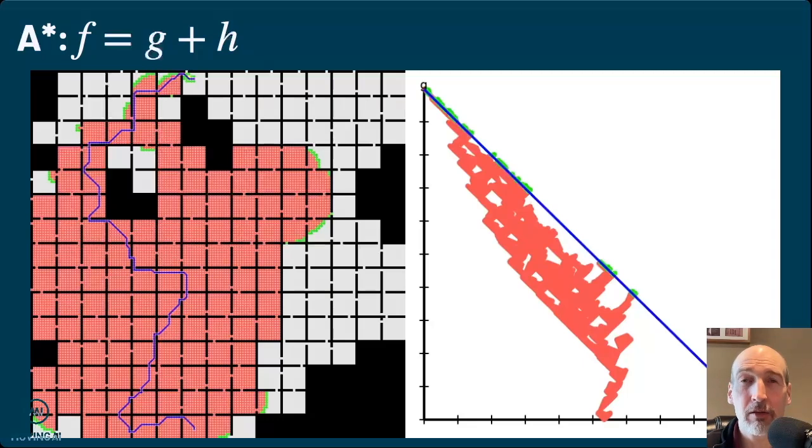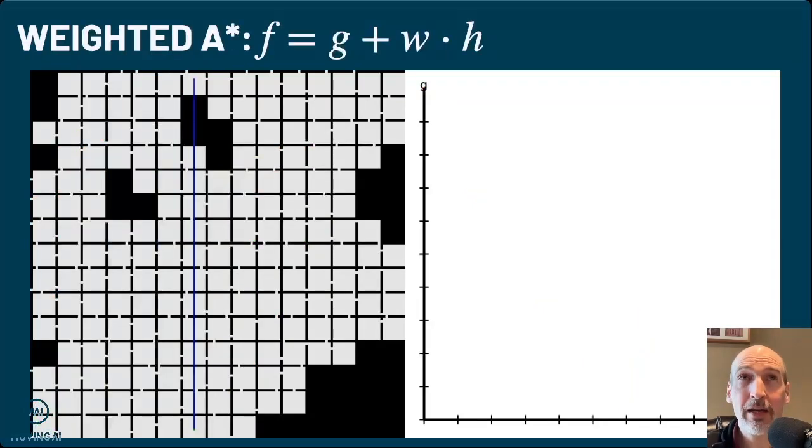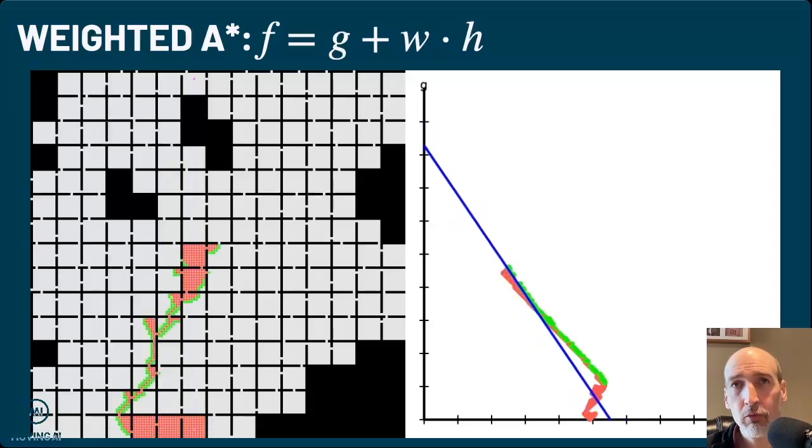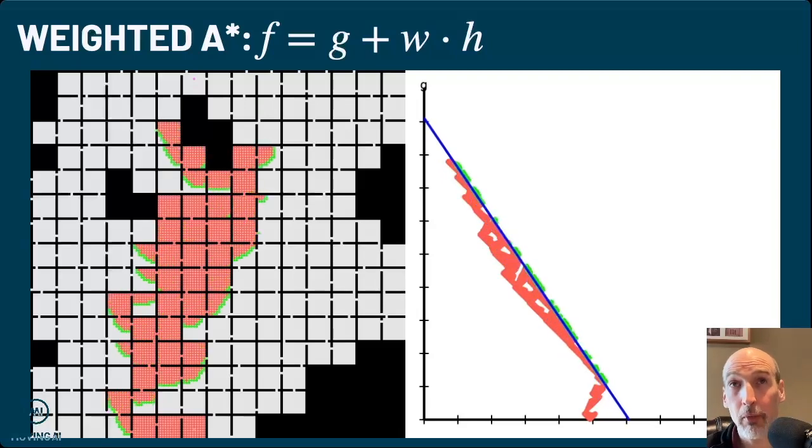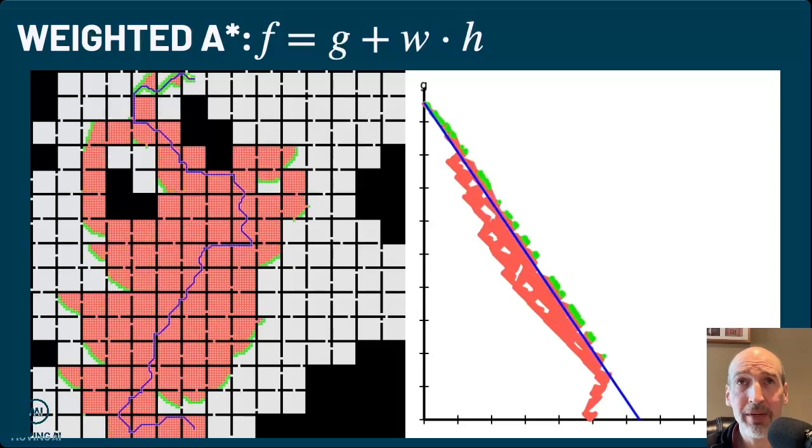And to continue to understand this, let's look at weighted A star. So for weighted A star, the change that we're going to use here is f equals g plus w times h. So we're going to weight the heuristic, and you may be aware that when I weight the heuristic by w, I'm going to find a solution that's at most w times suboptimal.